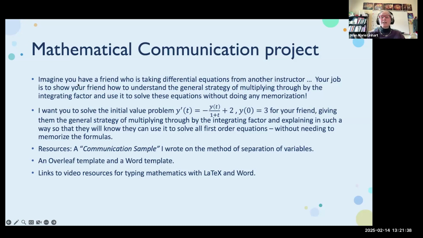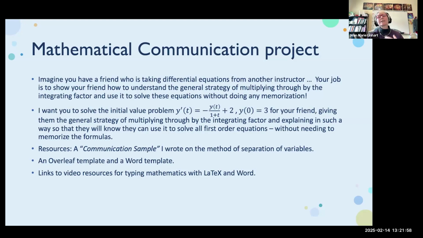So imagine you have a friend who's taking differential equations, clearly not from me, because their professor is teaching them how to solve these first order linear equations by memorizing a bunch of formulas and a procedure. So instead, I want you to think about how that integrating factor works.